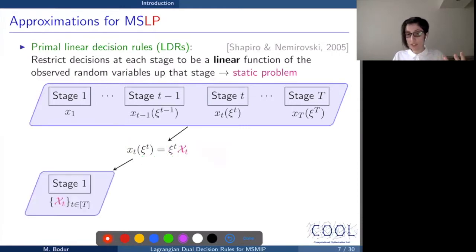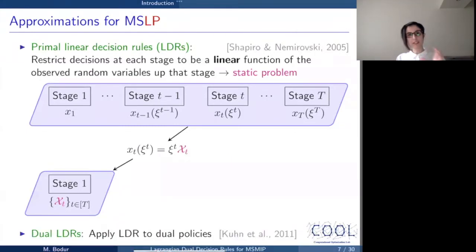But what is a good thing about it? Once you apply such a restriction for all of your decision variables, then your multi-stage problem collapses into a single stage problem. Now the only decisions that we get to make are these LDR decision variables, and they're all deterministic. As such, we end up with a deterministic, in other words, single stage static problem.